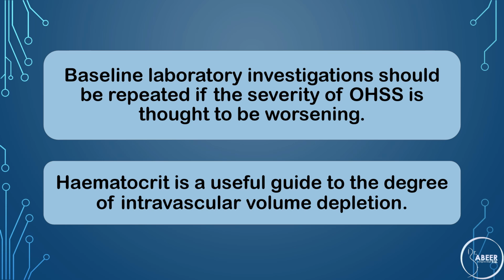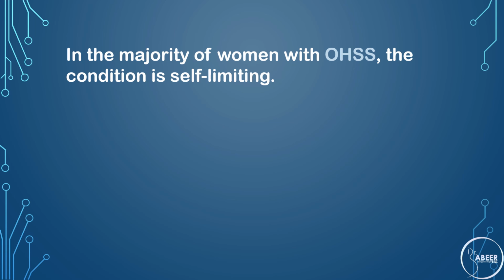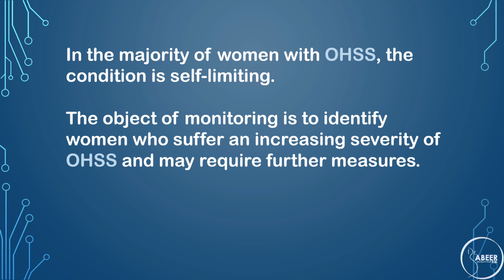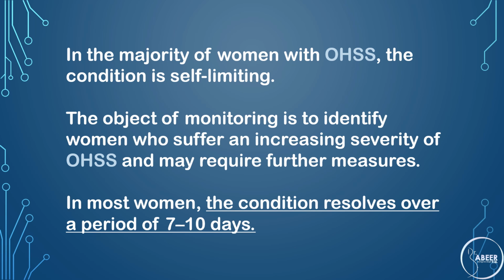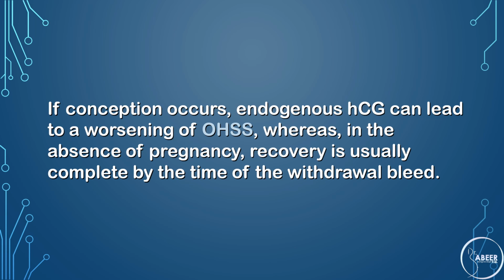Hematocrit is a useful guide to the degree of intravascular volume depletion. In the majority of women with OHSS, the condition is self-limiting. The object of monitoring is to identify women who suffer an increasing severity of ovarian hyperstimulation syndrome and may require further measures. In most women, the condition resolves over a period of 7 to 10 days. If conception occurs, endogenous human chorionic gonadotrophin can lead to a worsening of OHSS, whereas in the absence of pregnancy, recovery is usually complete by the time of the withdrawal bleed.